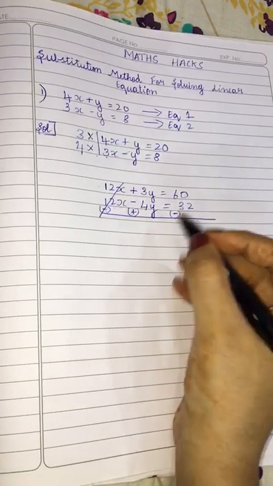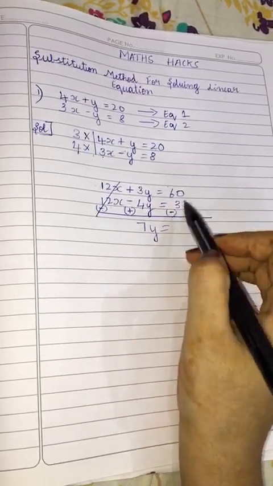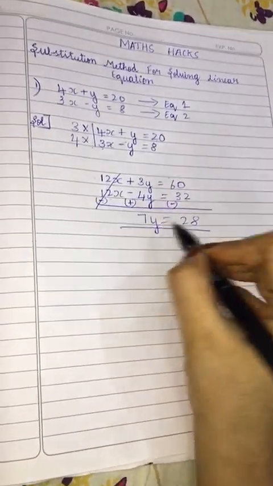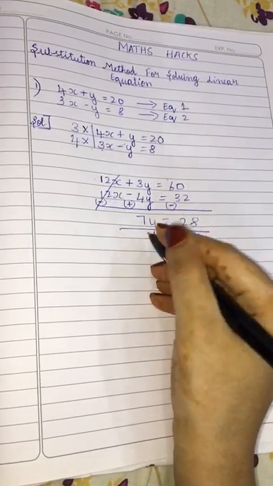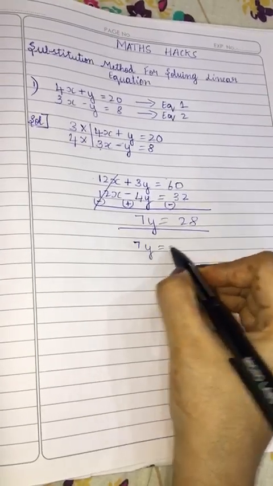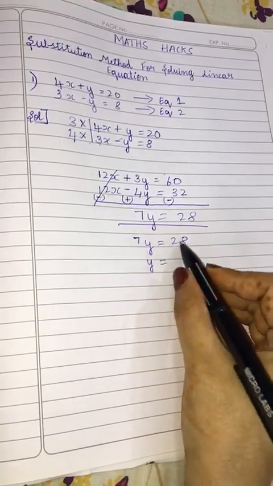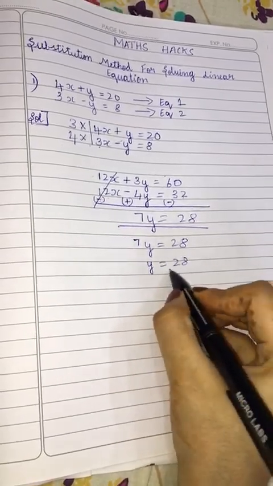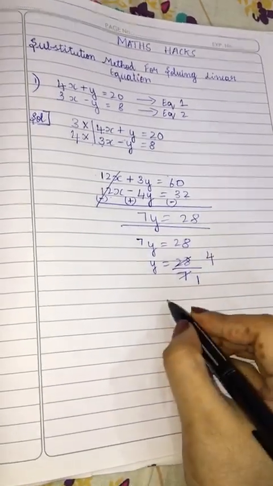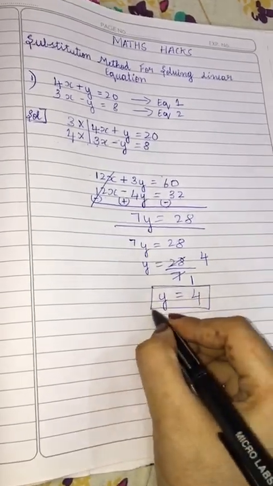Now plus into plus is plus itself. So 3 plus 4 is 7y is equal to, plus into minus is minus, so 60 minus 32 is 28. We got this equation. Now we will solve this. We have to find the value of y here. 7y is equal to 28. Bring the variable down: y is equal to 28 divided by 7. 7 ones are 7, 7 4s are 28. Therefore we got the value of y. So y is equal to 4.